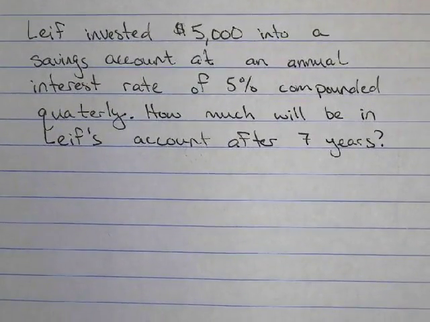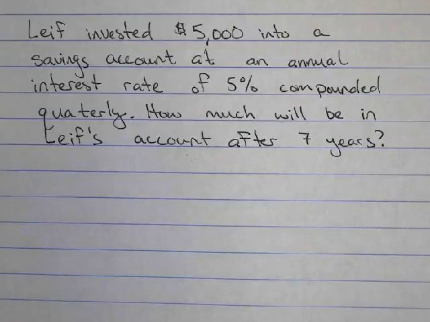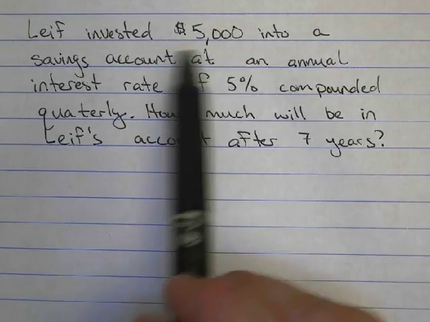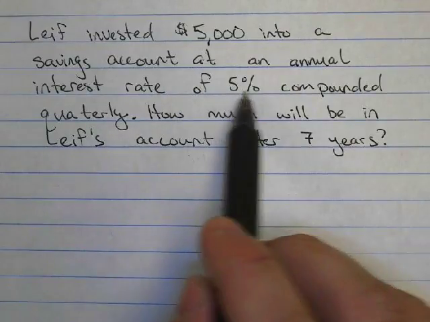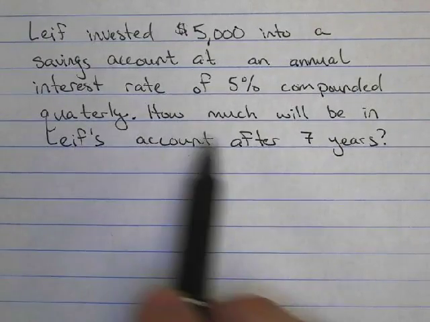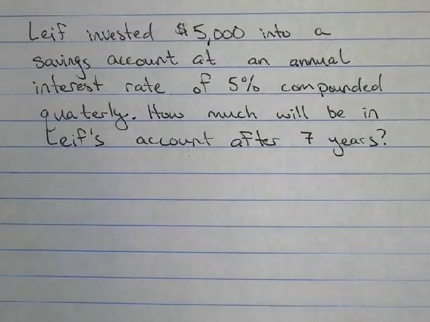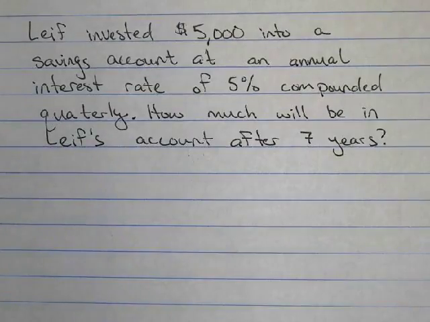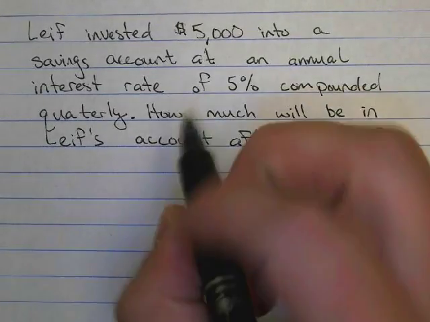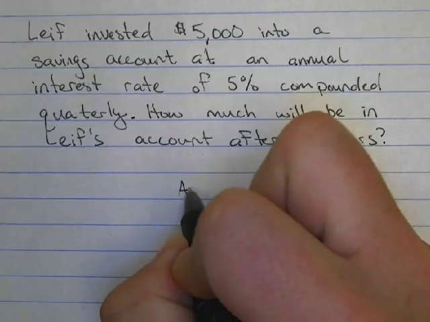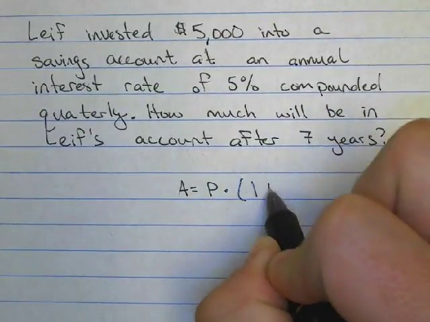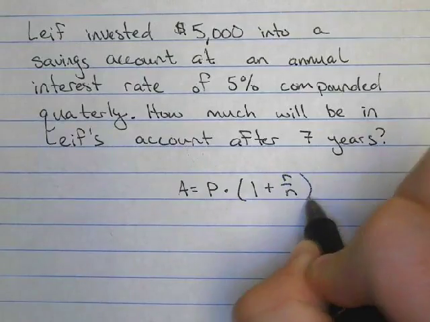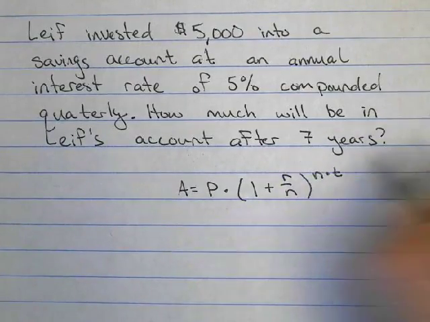Leif invested $5,000 into a savings account at an annual interest rate of 5%, compounded quarterly. How much will be in Leif's account after 7 years? So we're going to look at our general formula, which is A is equal to P times 1 plus r over n raised to the n times t.